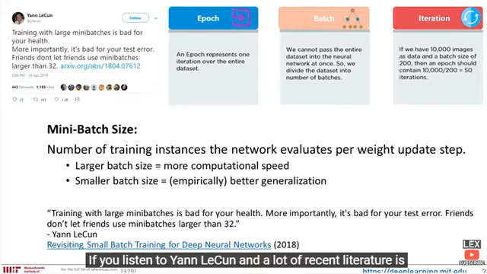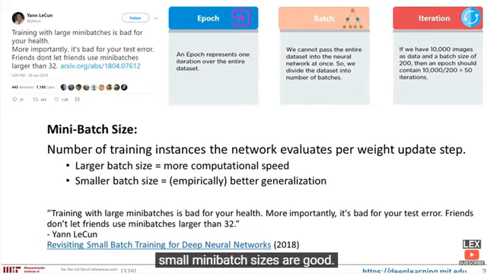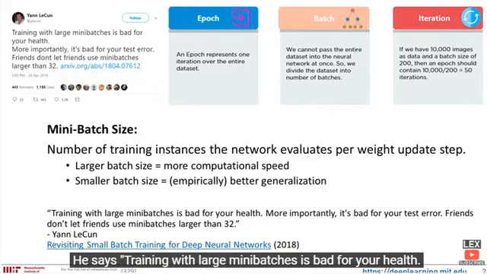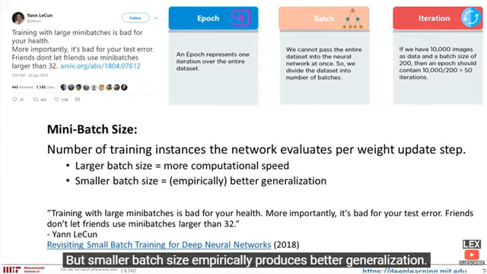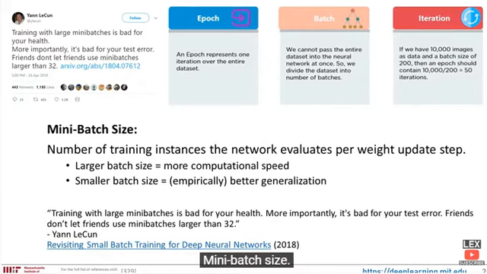If you listen to Yann LeCun in a lot of recent literature, small mini batch sizes are good. He says training with large mini batches is bad for your health. More importantly, it's bad for your test error. Friends don't let friends use mini batches larger than 32. Larger batch size means more computational speed because you don't have to update the weights as often. But smaller batch size empirically produces better generalization.